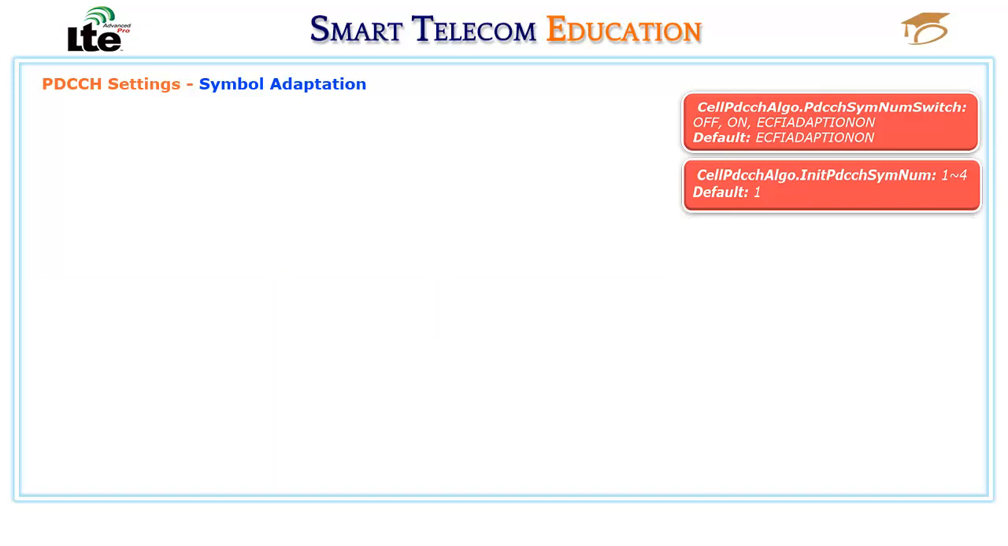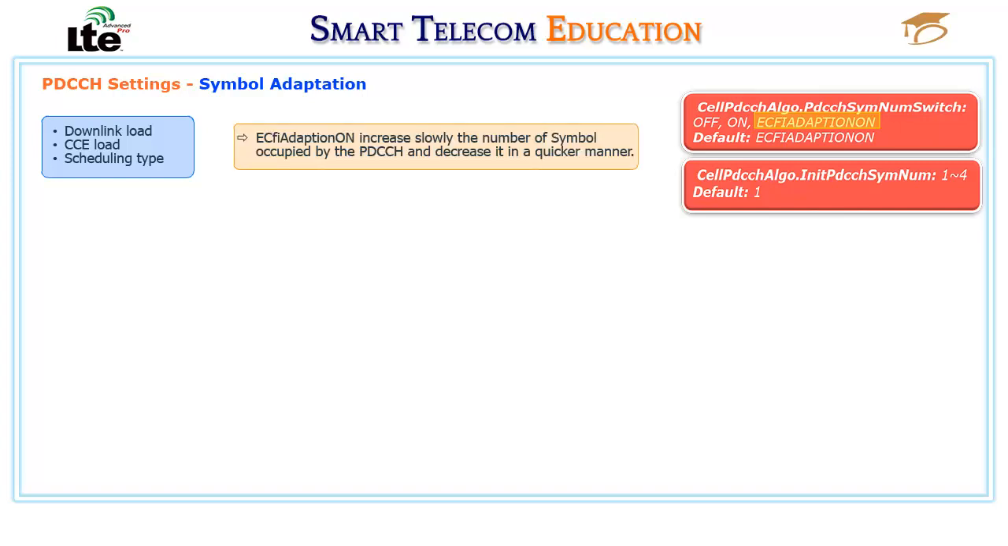When the PDCCH symbol number switch is set to eCFI adaptation on, the enhanced PDCCH symbol adaptation is enabled. This function enables symbol adaptation to be based on downlink load, CCE load, and scheduling type. Compared with the case where this parameter is set to on, eCFI adaptation on enables the number of symbols occupied by the PDCCH to be increased in a slower manner, and be decreased in a quicker manner.